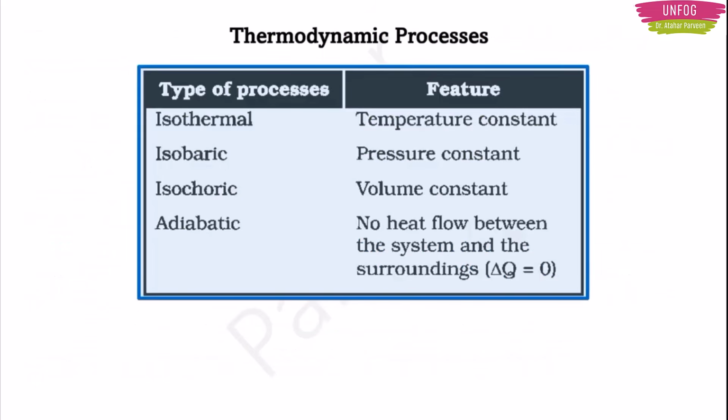Now let's look at a quick summary. The four important types of processes are isothermal, isobaric, isochoric and adiabatic. In isothermal, the temperature of the system is constant. In isobaric, pressure is constant.